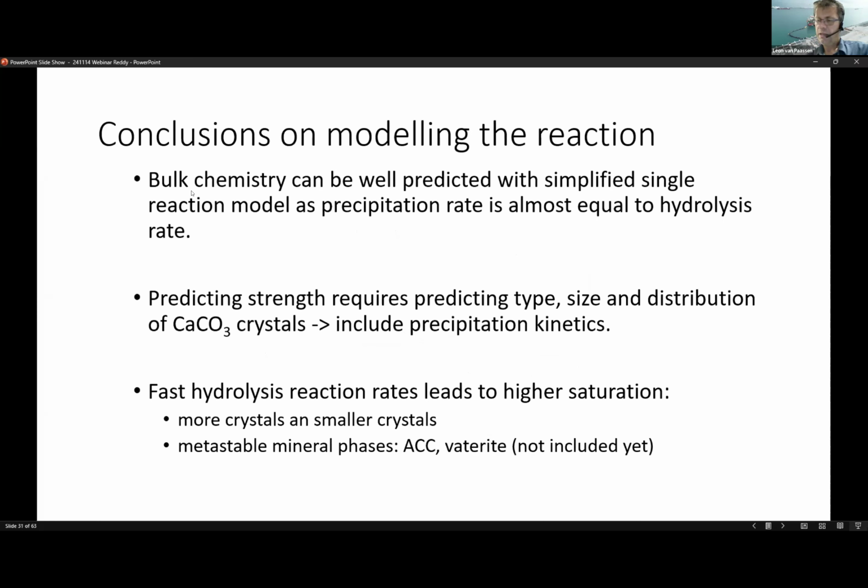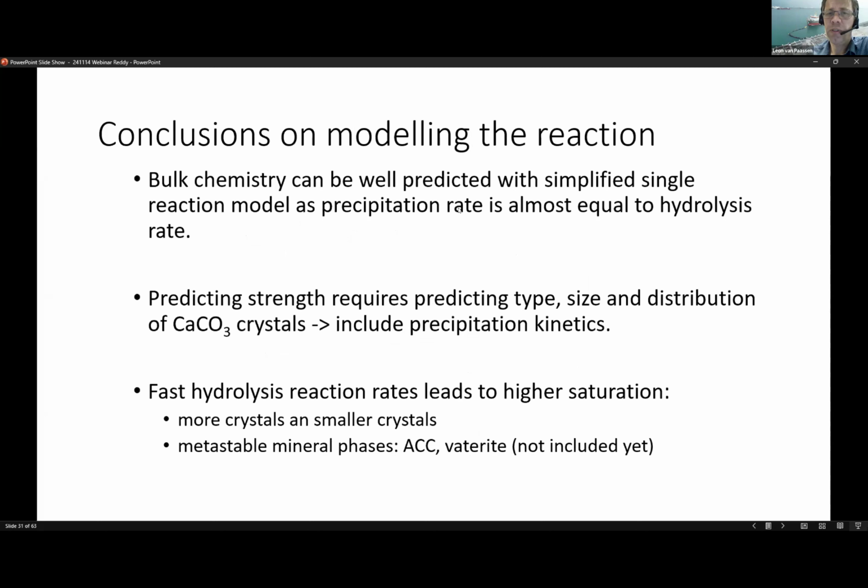So at that moment, we said, okay, bulk chemistry, we can actually predict well with just a simplified single reaction model, as the precipitation rate is almost equal to the hydrolysis rate in terms of bulk kinetics. However, if you really want to predict the strength, and we've also found out, or other researchers have found out in looking into mechanics, that the strength really depends on the type and the number and the size distribution of the crystals. You have to include the precipitation kinetics, and so far I haven't seen anyone be able to predict the actual precipitation kinetics appropriately in such a heterogeneous system as a soil.